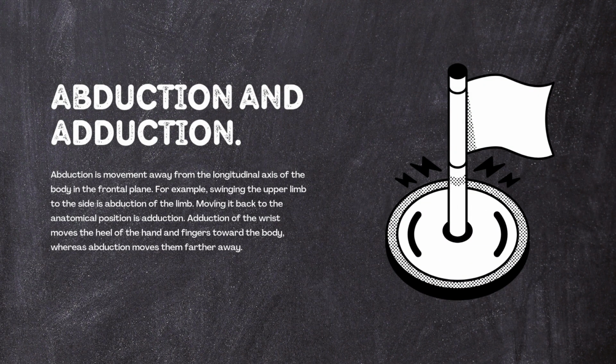Abduction and adduction. Abduction is movement away from the longitudinal axis of the body in the frontal plane. For example, swinging the upper limb to the side is abduction of the limb. Moving it back to the anatomical position is adduction. Adduction of the wrist moves the heel of the hand and fingers towards the body, whereas abduction moves them farther away.